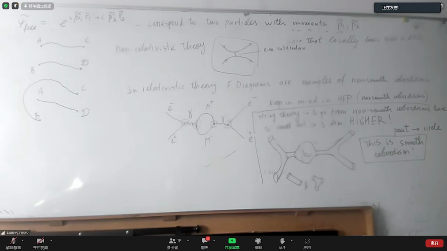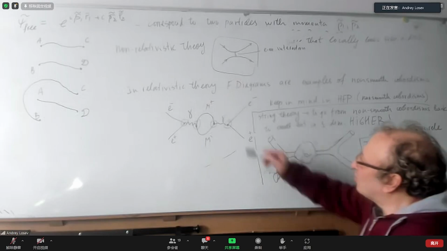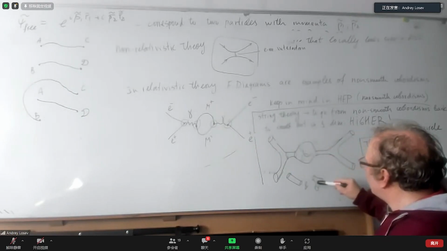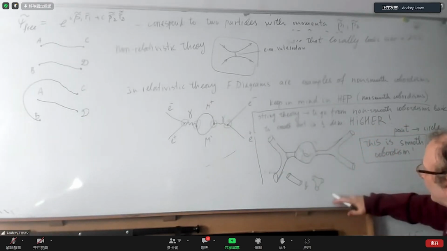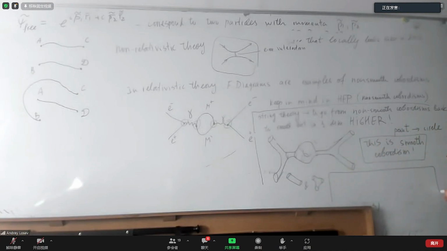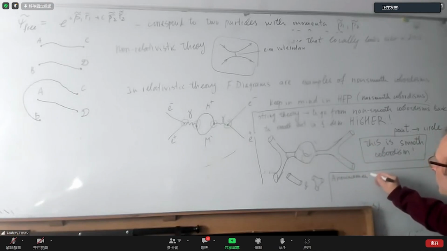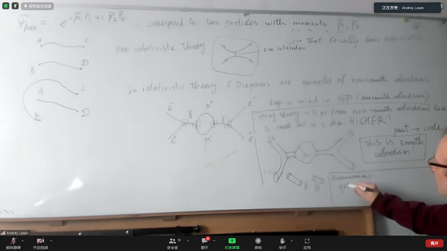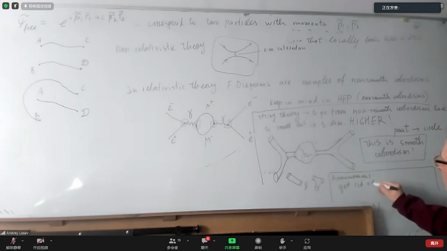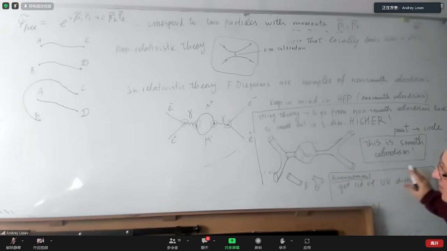Okay. So not smooth comes to smooth. And in this way, announcement. In this way, we get rid of ultraviolet divergence. But this is an announcement. I am not explaining it at the moment. At the moment, I am discussing smooth cobordisms versus non-smooth cobordism.